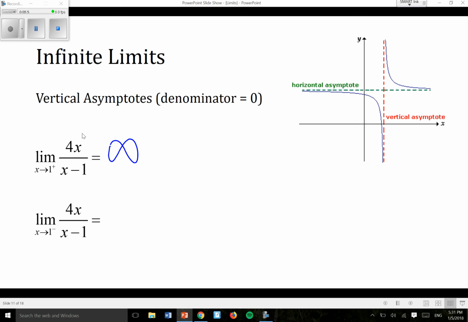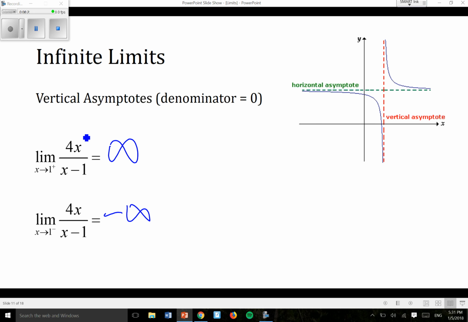We can also look at the limit as x goes to 1 from the left. So this time we're plugging in numbers like 0.99999. Again, we have a positive number on top, and on the bottom, we're practically at 0, but 0.99999 minus 1 is a negative number. So we have a number on top divided by practically 0, but negative on the bottom. Positive on top, negative on the bottom. We're going to negative infinity from this limit.